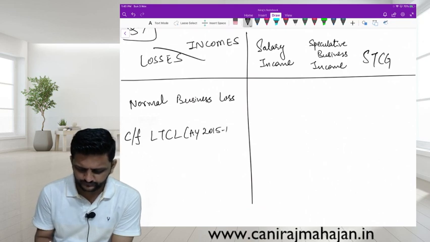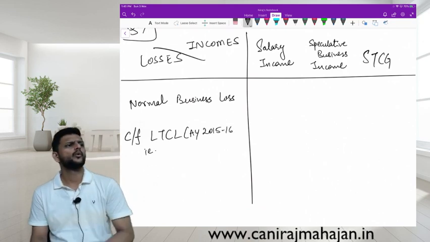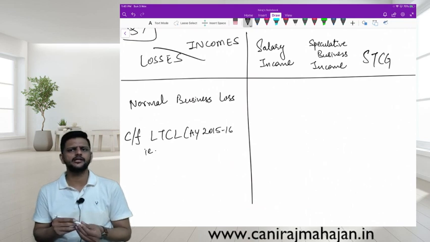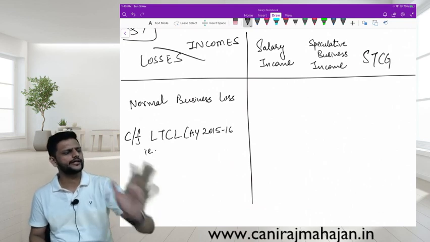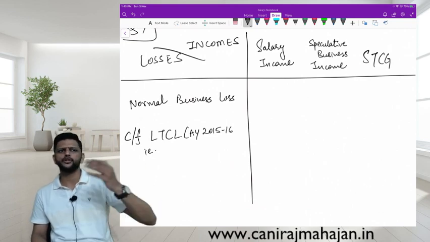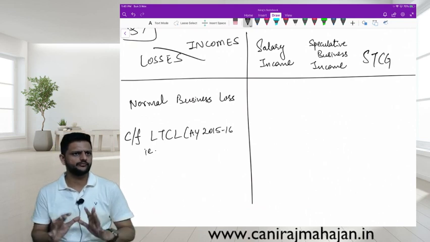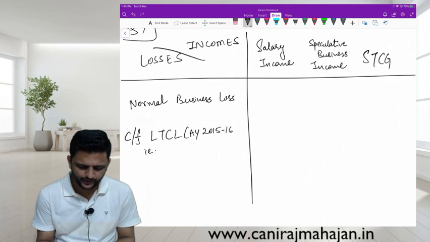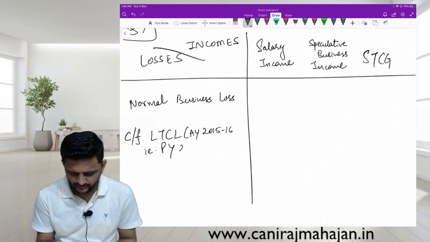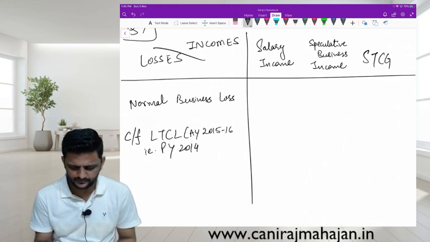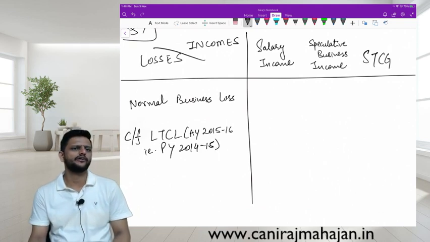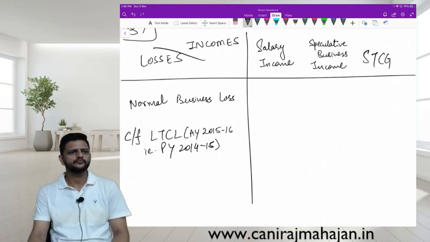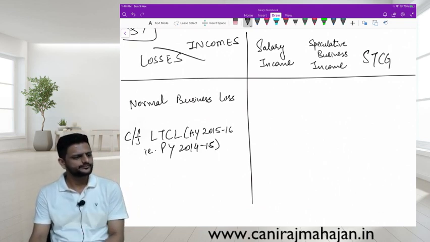Whenever you have doubt in AYs and PYs, you can convert everything into PY or convert everything into AY, but don't mix both of them. In the question it is given AY 15-16. For your simplicity you can write down PY 14-15. Correct? That you have to see.